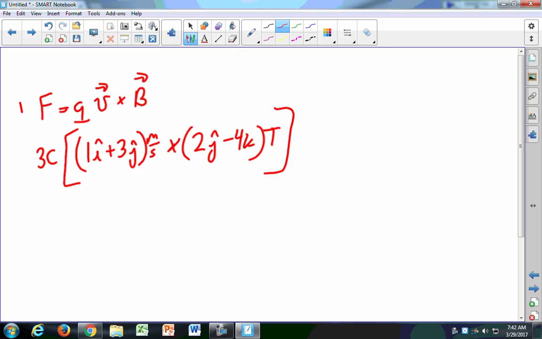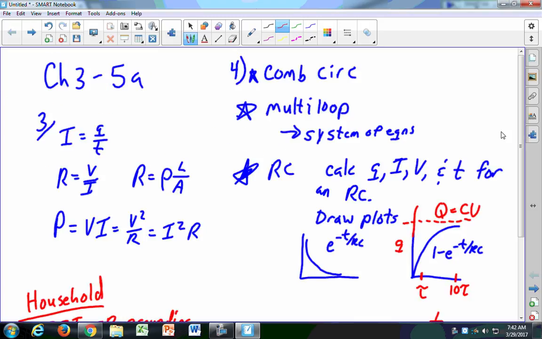I've already told you, this is 7 to 8 points. I forget what it was. This is 15 points. This is 15 points. I think this was like 10 points. So I've already told you a good portion of the exam.